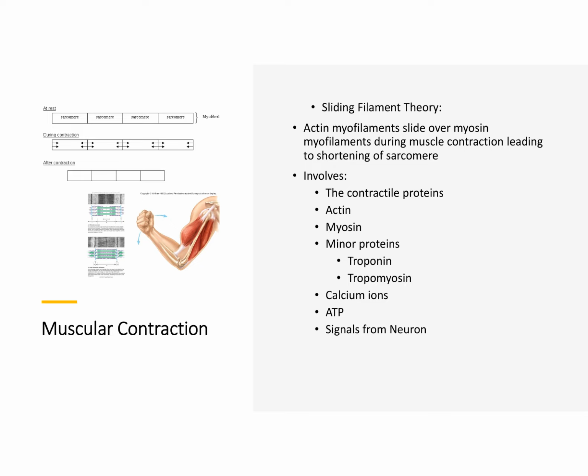This process depends on several key players working together. The contractile proteins are actin and myosin, the main mechanical components doing the heavy lifting. But they cannot work alone. Troponin and tropomyosin are regulatory proteins that control whether contraction happens at all. Calcium ions act as the trigger signal, essentially flipping the switch that allows myosin to bind to actin. ATP provides the energy that powers every single contraction cycle. And finally, the whole process is initiated by a signal from a neuron, which tells the muscle fiber it is time to contract. Remove any one of these components, and contraction fails.